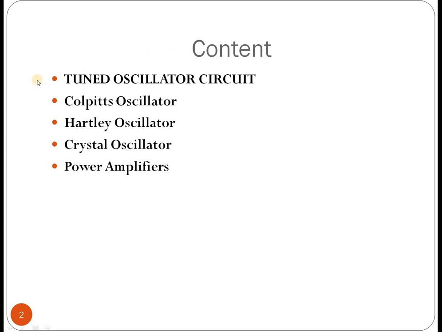First, look at the content. The first topic is the tuned oscillator circuit, then Colpitts oscillator, Hartley oscillator, and crystal oscillator. That means different types of oscillators, and finally the start of power amplifiers. We'll have an overview of amplifiers, and the remaining part will be discussed next week.